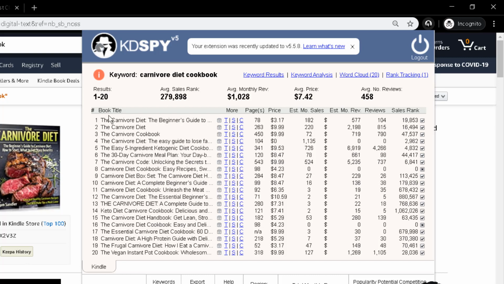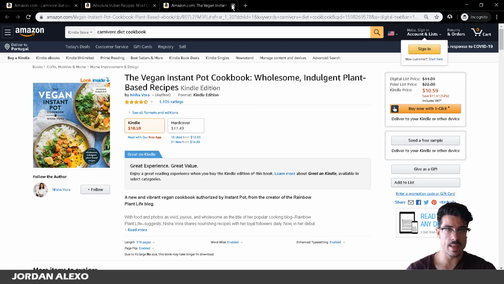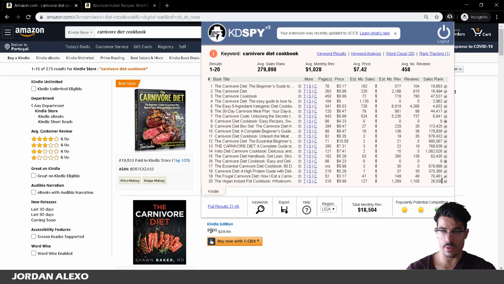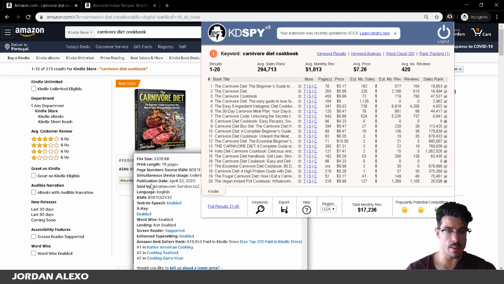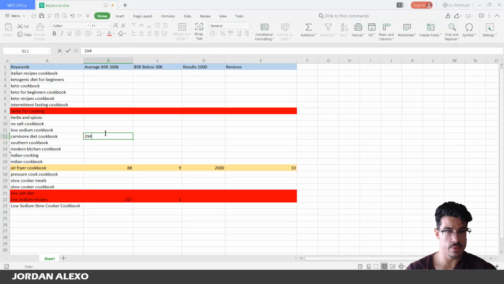279. Let's just check if everything is related. Yeah, it seems, although this last one, the vegan, I don't think people are actually going to the vegan and frugal carnivore diet. That's kind of strange. Vegan instant also. Now I'm going to exclude this one, I mean, people are searching for a carnivore diet. This isn't really related. It's vegan and people want meat when they actually search for this. So it's not that bad. 294.